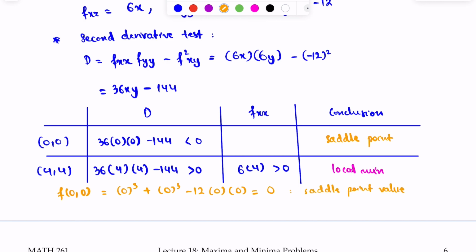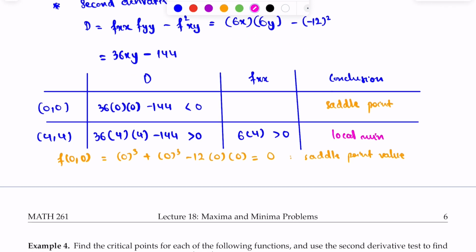So when I say saddle point value or minimum value or maximum value, I'm talking about the output of the function, or the z value, evaluated at x and y. Now for the local minimum value, you do f of (4, 4). You have 4 cubed plus 4 cubed minus 12 times 4 times another 4, and you get negative 64. And this is the local minimum value.